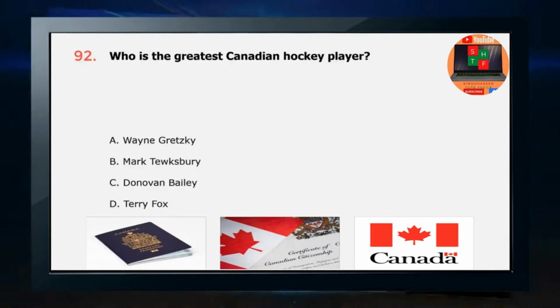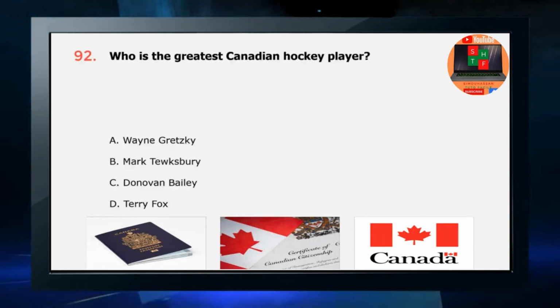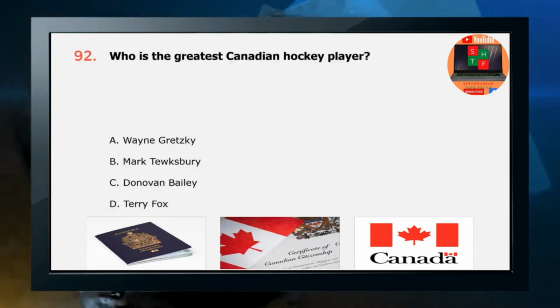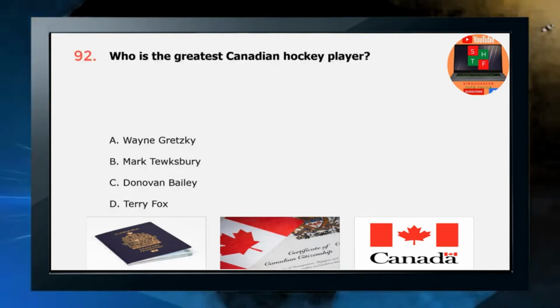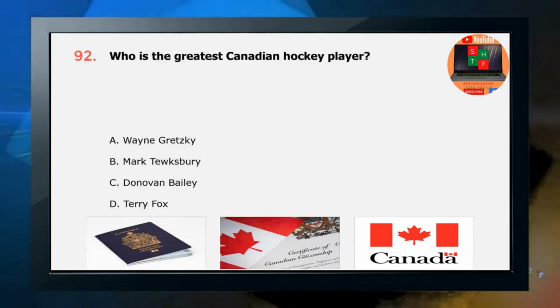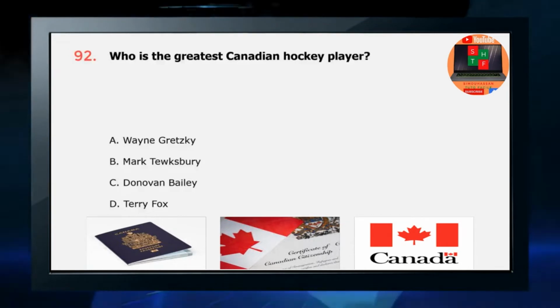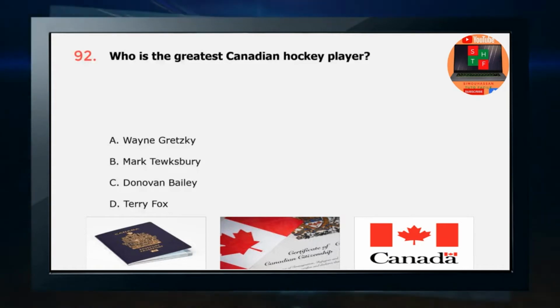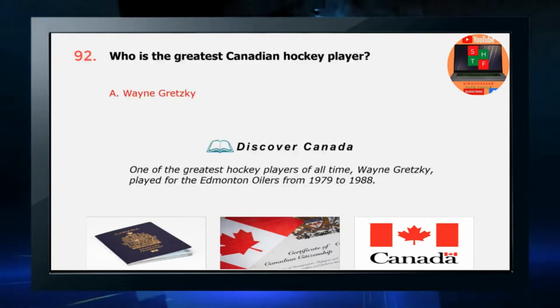Question 92. Who is the greatest Canadian hockey player? A. Wayne Gretzky. B. Mark Tewksbury. C. Donovan Bailey. D. Terry Fox. The answer is A. Wayne Gretzky.